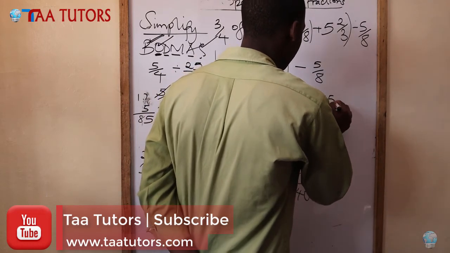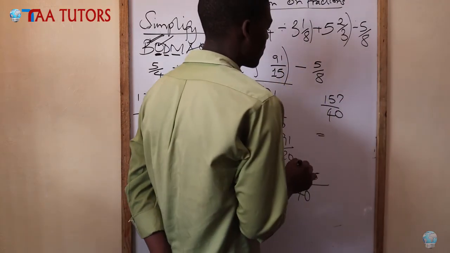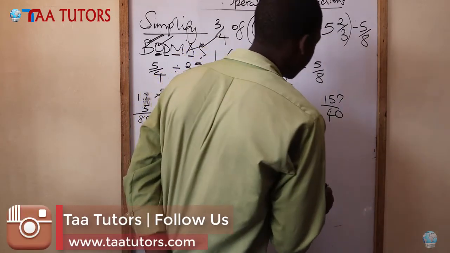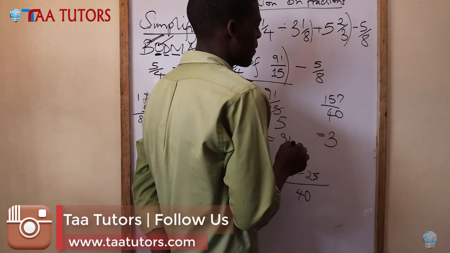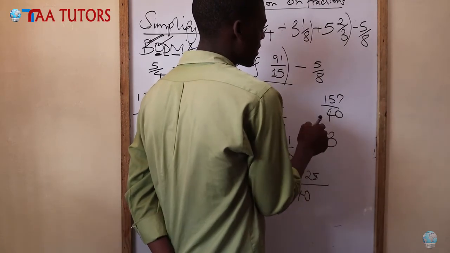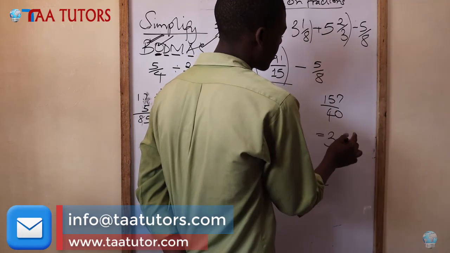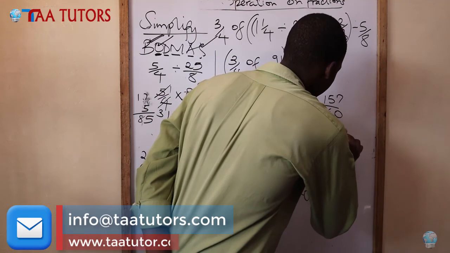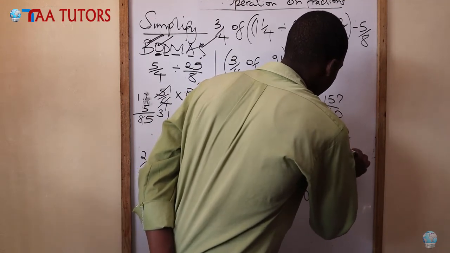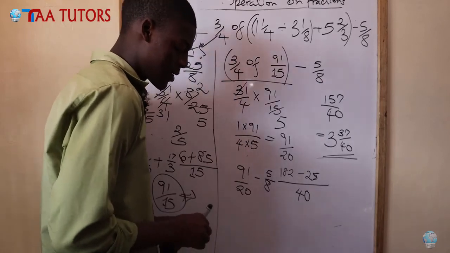157 over 40. 157 is simplified to 3 because 3 times 40 is 120. Then whatever is left there will be 37 over 40. That one now becomes our answer.